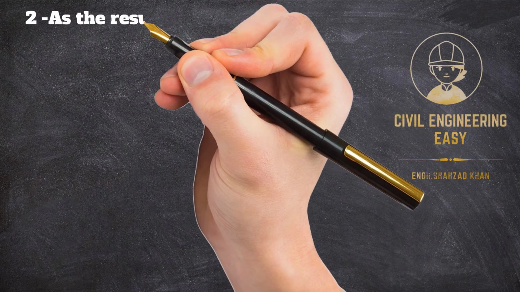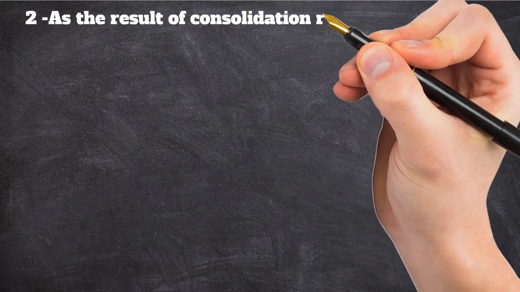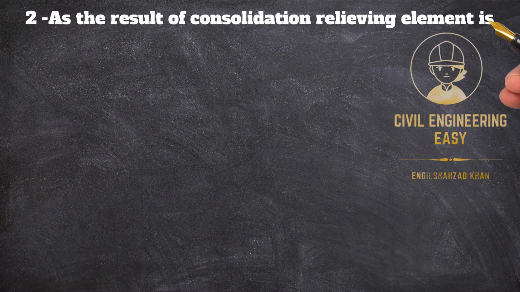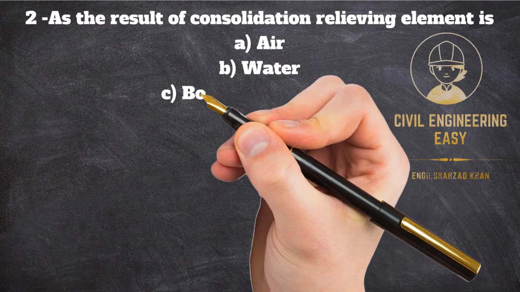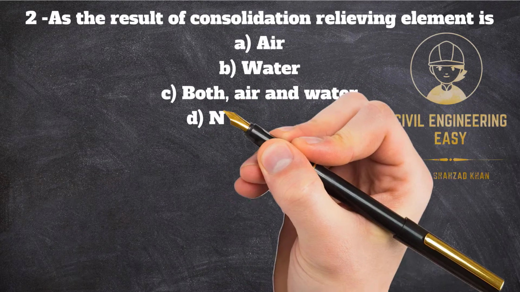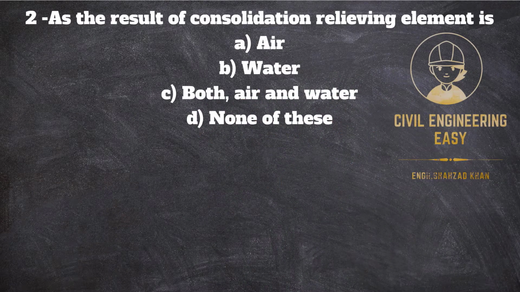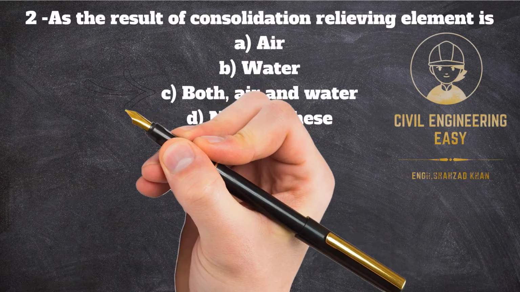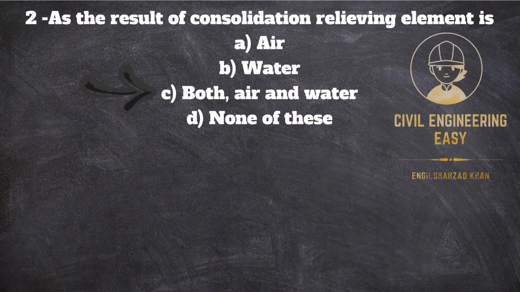In MCQ number 2, it is given that as a result of consolidation, the relieving element is: option A, air; option B, water; option C, both air and water; and option D, none of these. Consolidation is the process by which the solid particles are more closely packed together under the application of static loading. It is achieved through gradual drainage of water and air from the soil pores. So the relieving element in consolidation is both air and water.